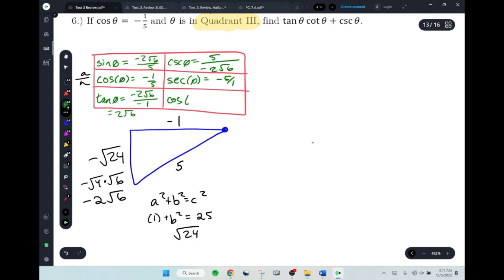Which means the cotangent is 1 over 2 root 6. Yeah? If you want to turn that into root 6 over 6, that would turn into root 6 over 12. Actually, if you're taking them, you would just multiply by the square root on top and bottom, which is technically multiplying by 1.